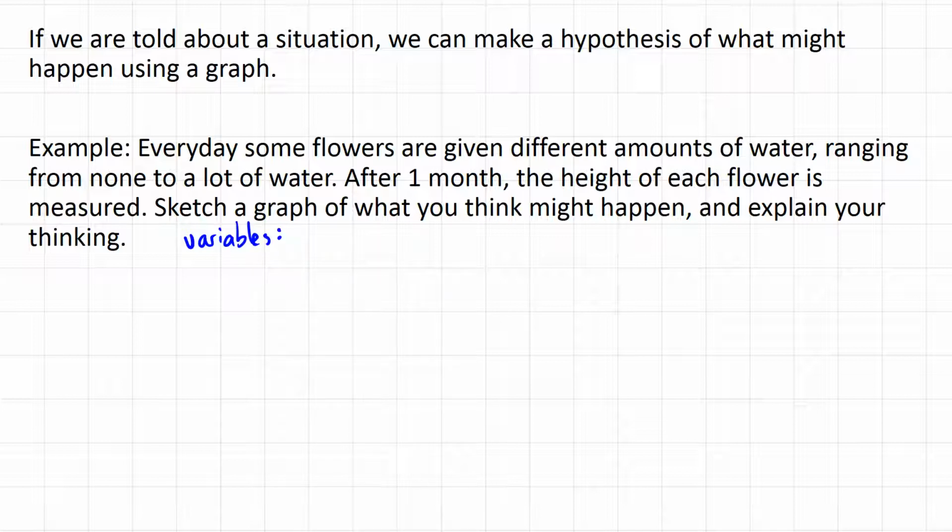Well, we're told that they measure the height of each flower. So there's one variable. And we're also told that what's changing is the amount of water. So there's our other variable. And using our knowledge of dependent and independent variables, we can see that the height depends on the amount of water that the flower gets.